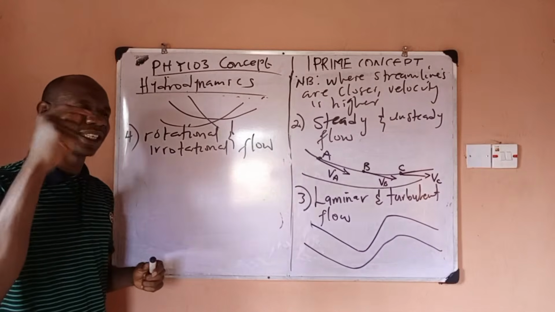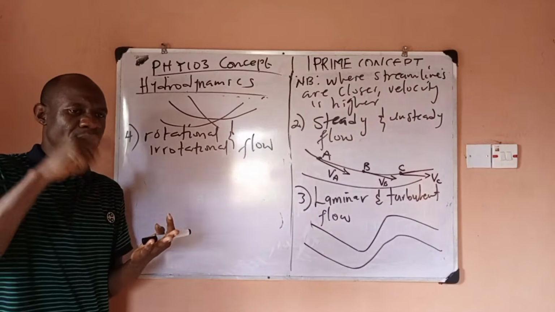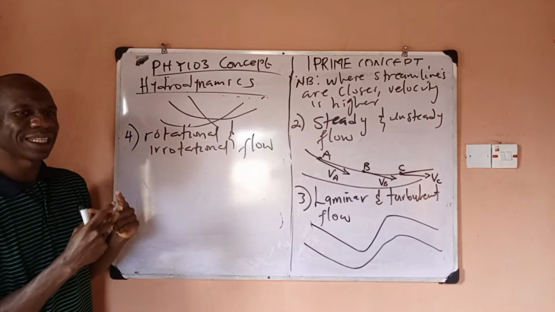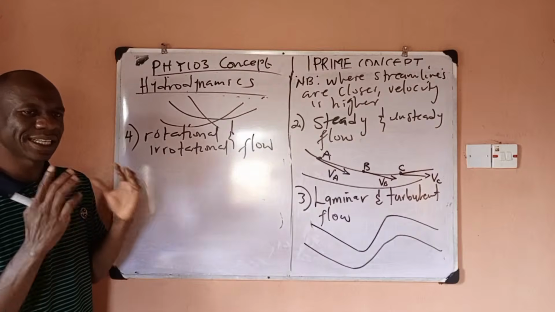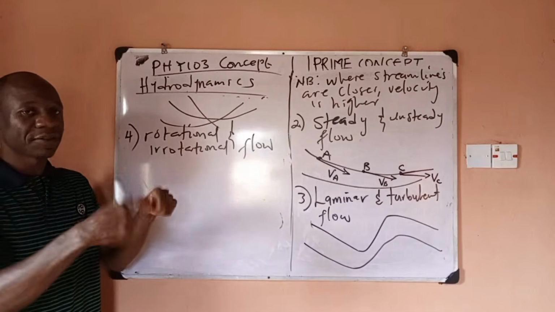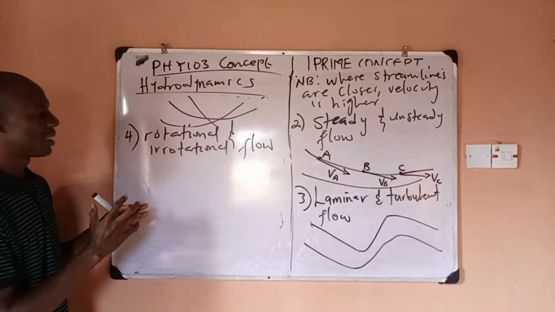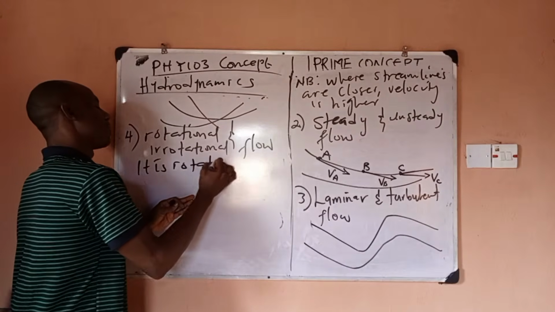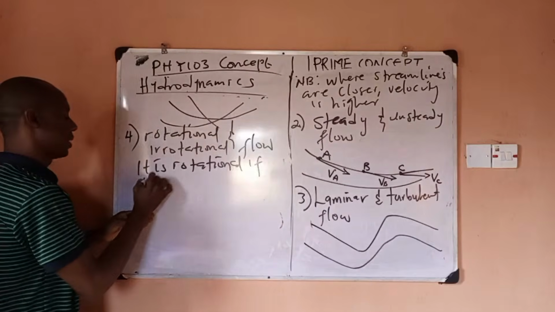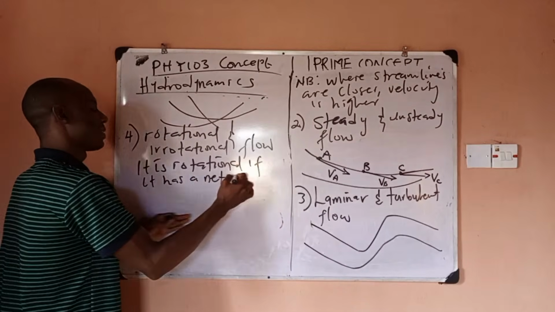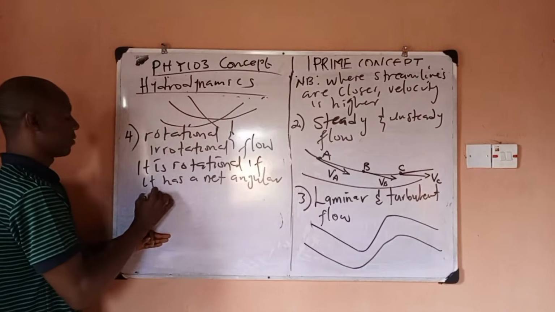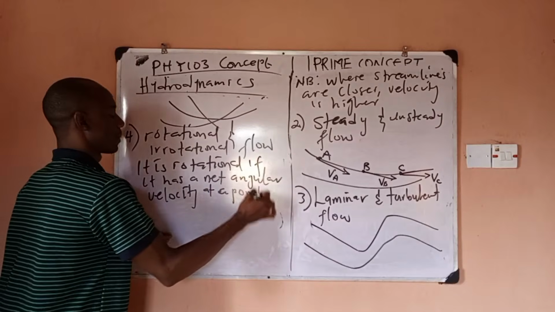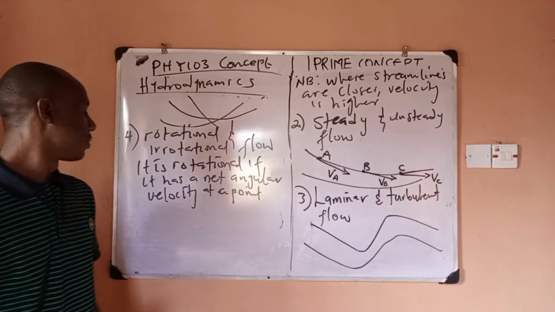A fluid flow is said to be rotational at a point, because when something is rotating, it might be rotating at a certain point. So a fluid flow is rotational at a point if it has a net angular velocity at that point. So if there is a net angular velocity at that point, then the flow is rotational. It is rotational if it has a net angular velocity at a point. So that is a rotational flow.